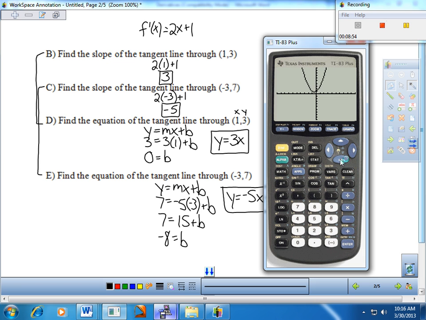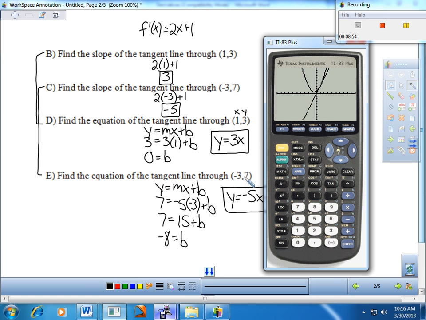So I'm going to go back and type in 3x. And again, it might not be perfect here because of our window. But does it look like that is the tangent line at that particular point at 1 comma 3? Absolutely. Without question, that looks really quite good. Now let's see that other point that I had.